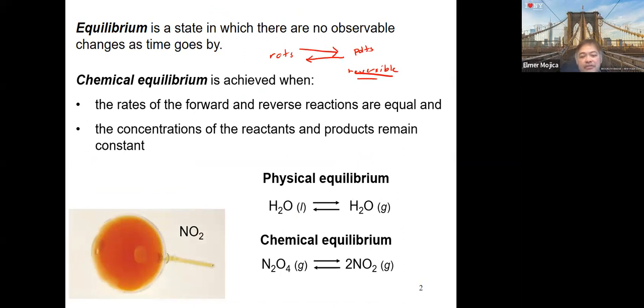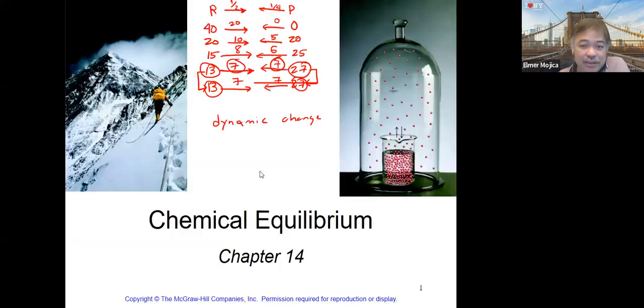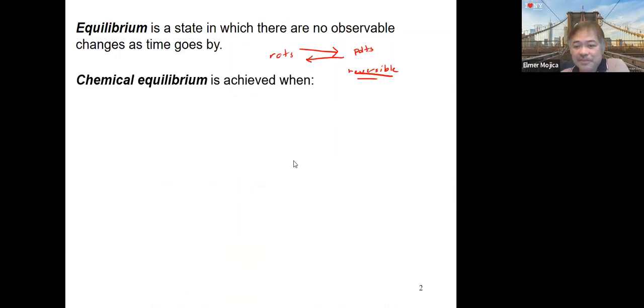Now, if we're going to look at what we call chemical equilibrium, just like the activity that we have, there are different starting points. In our activity, we started with what? 40 items in R, 0 items in P. But we can also start with 40 items in P and 0 items in R, or 20 items in R and 20 items in P. But nevertheless, there will come a time that they will reach equilibrium.